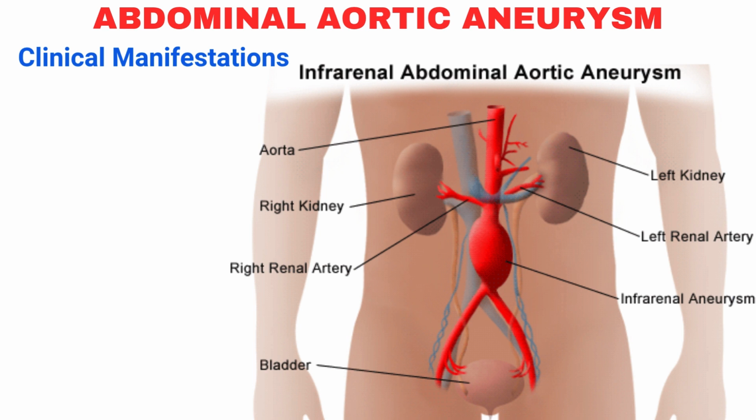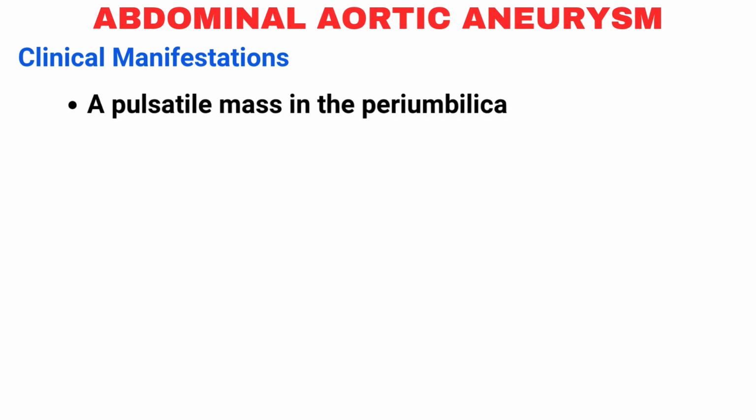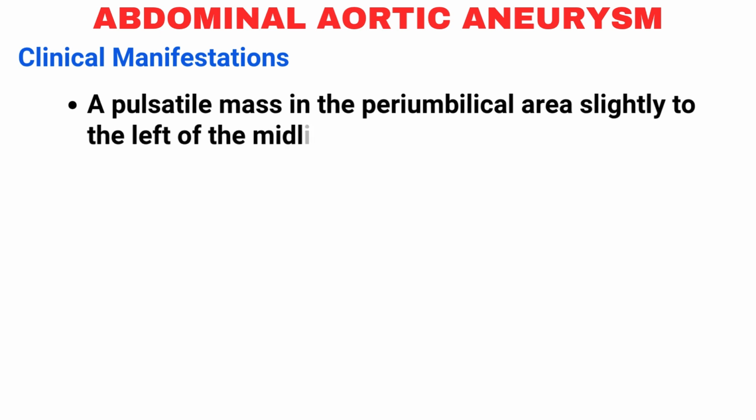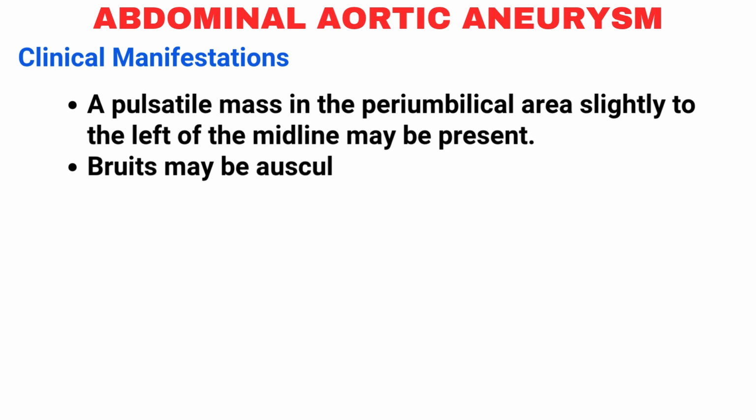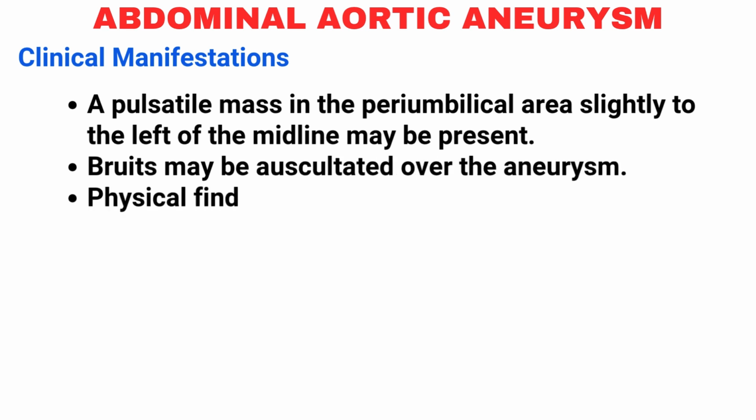Abdominal aortic aneurysms are often asymptomatic. They are often found during routine physical assessment or evaluation for another problem. A pulsatile mass in the periumbilical area slightly to the left of the midline may be present. Bruits may be auscultated over the aneurysm.